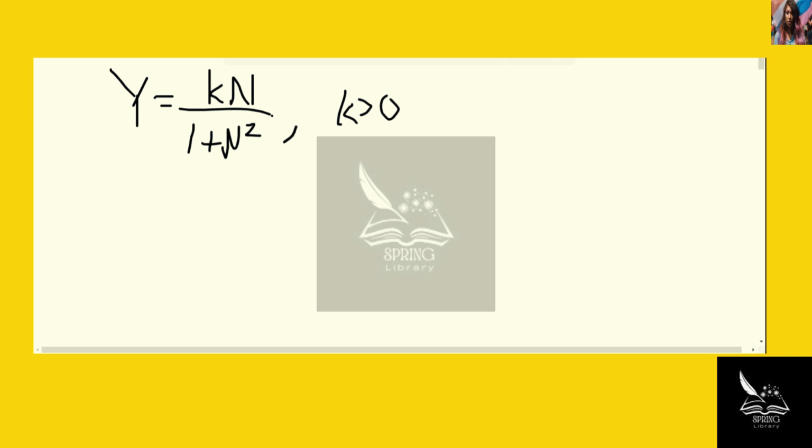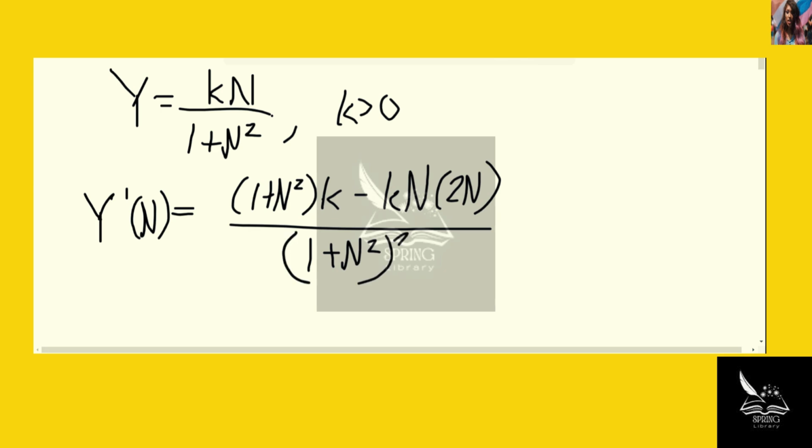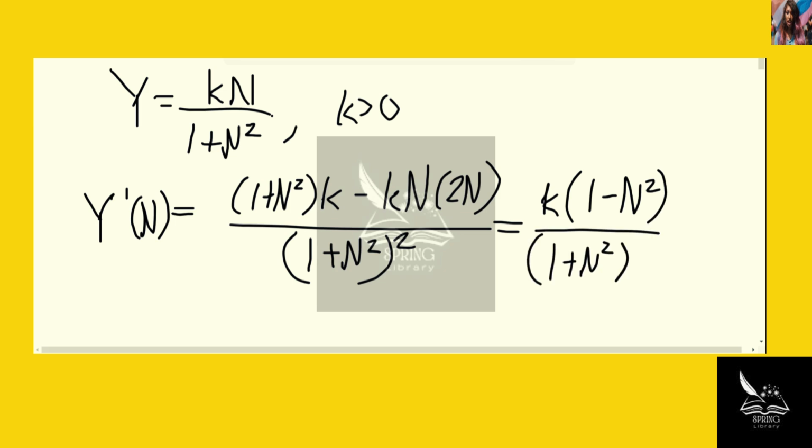To do this, we want to find the derivative y prime, so y prime as a function of n. This is the bottom, 1 plus n squared, times the derivative of the top, k, minus the top, kn, times the derivative of the bottom, which is 2n, all over the bottom, 1 plus n squared, squared. This is equal to, factor out a k, k times 1 plus n squared minus 2n squared, which is 1 minus n squared, over 1 plus n squared, squared.